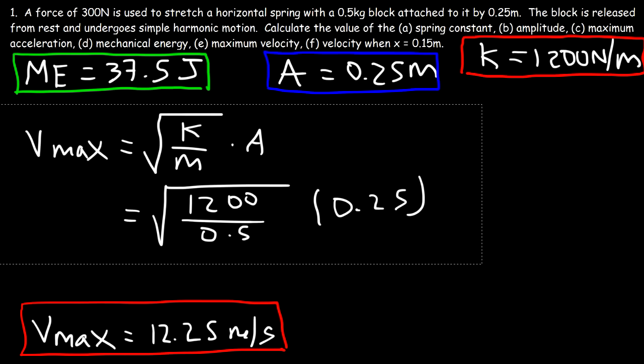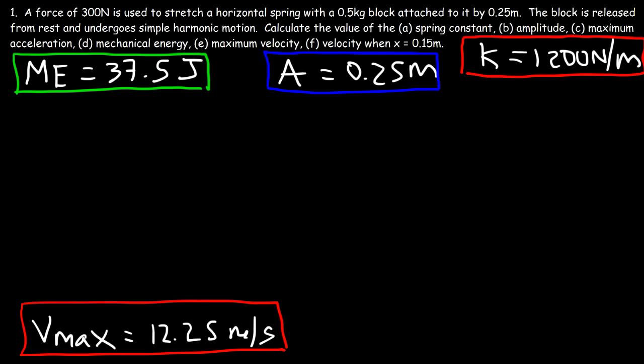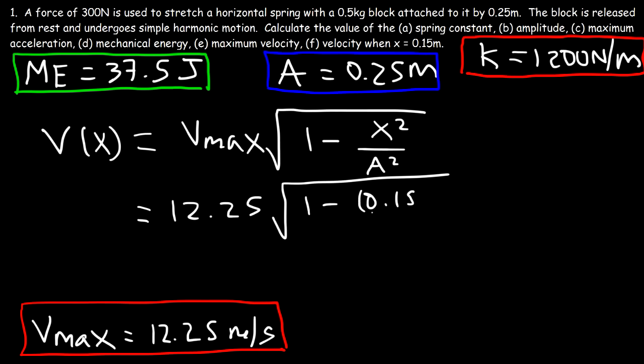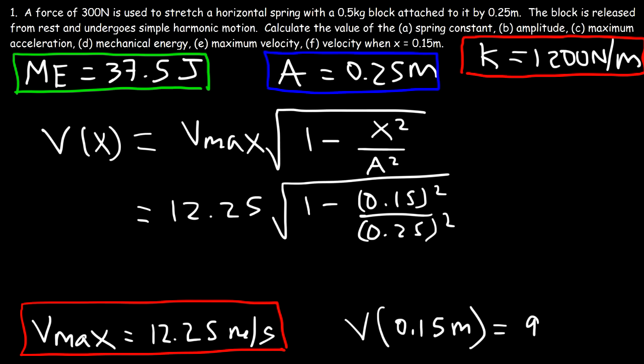Now, what about part F? What is the velocity when x is 0.15? So how can we find the answer? The equation that we could use is this equation. If you want to find a velocity at any position, it's equal to the maximum velocity multiplied by the square root of 1 minus x squared over A squared. So the maximum velocity is 12.25. And the current displacement is 0.15 meters divided by the maximum displacement of 0.25 meters. And don't forget to square it. So 1 minus 0.15 squared divided by 0.25 squared is 0.64. And if you take the square root of that, that gives you 0.8. And then multiply that by 12.25. So the velocity at a position of 0.15 meters is 9.8 meters per second.